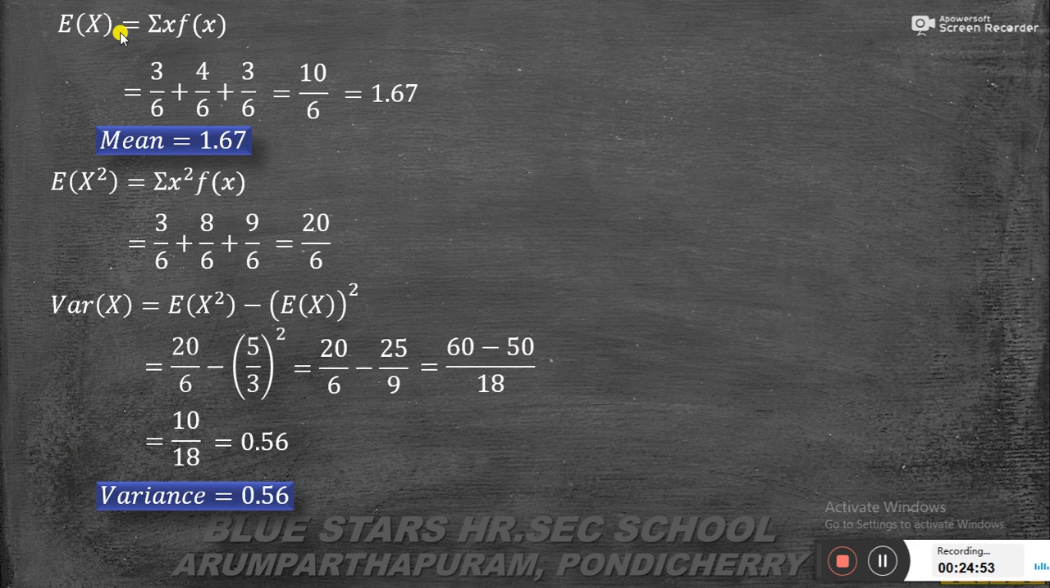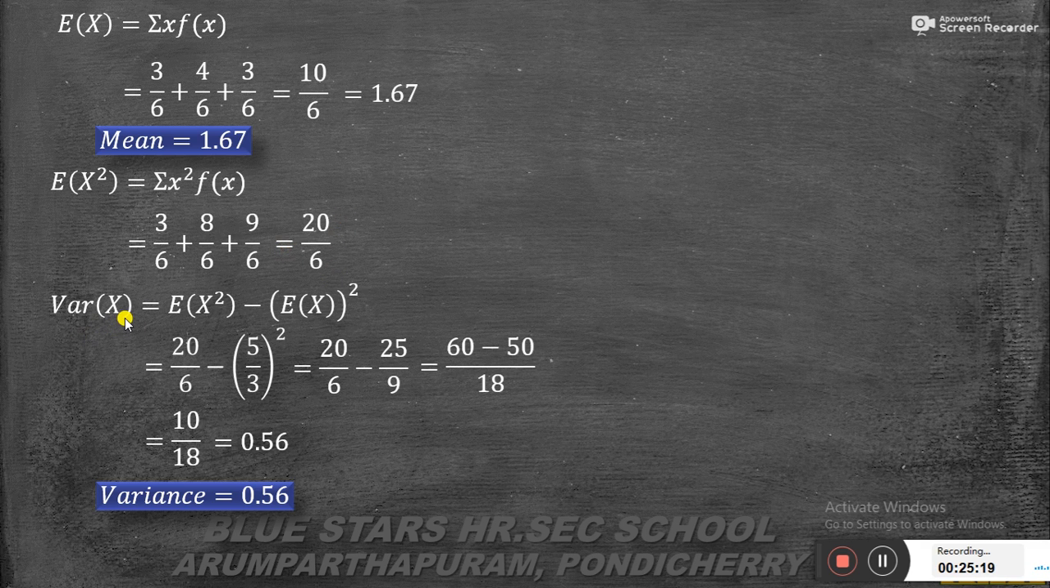So, expectation of x equal to summation x f of x. Summation x f of x means all the values we calculated in the tables. So, we add it: 3 by 6 plus 4 by 6 plus 3 by 6. So, the answer is 10 by 6. 10 by 6 means 1.67. Next, mean equal to 1.67. Next, expectation of x square. Expectation of x square means summation x square f of x. That means 3 by 6 plus 8 by 6 plus 9 by 6 equal to 20 by 6.